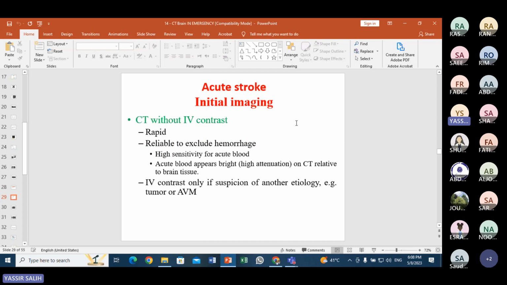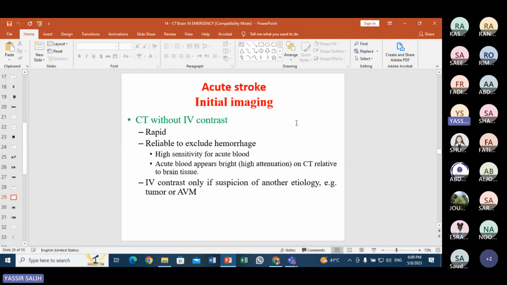But any patient with acute stroke, the initial imaging study should be done. دايما برضه نعمل شنو؟ CT without contrast. ليش؟ لأنه CT takes less time, it is a rapid imaging technique and helps us in exclusion of hemorrhage. And it is also highly sensitive for acute blood. As we know, acute blood in any type of bleeding appears hyperdense or of high attenuation.